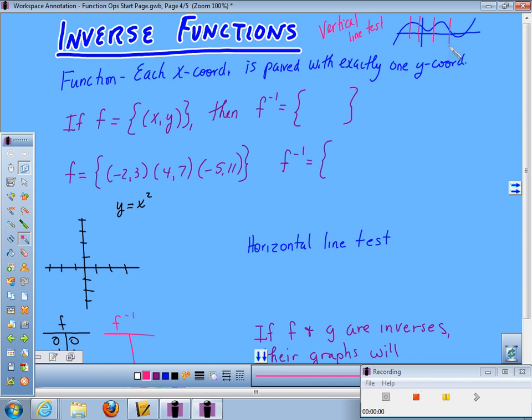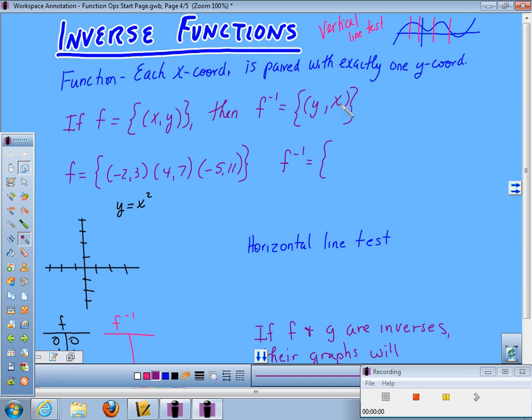If function f is all the coordinates x comma y, then an inverse is all the coordinates... anybody want to take a guess? Well, there's about only one thing you could do with x, y, and that would be to switch them, and you would be correct. An inverse is simply found by switching the x and y coordinates. You write your y's first, then your x's second.